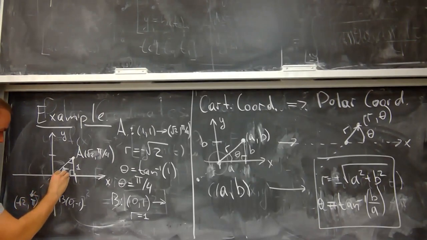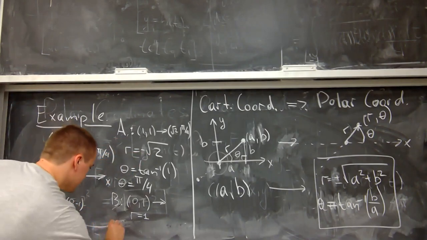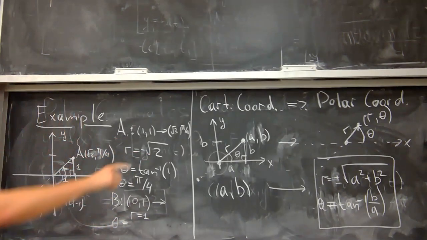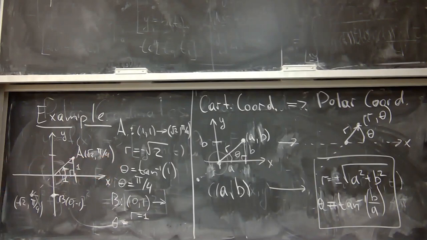And by what angle do we need to rotate here? Let's figure out the angle. What is my inverse tangent? I have my theta equal to the inverse tangent of B over A.